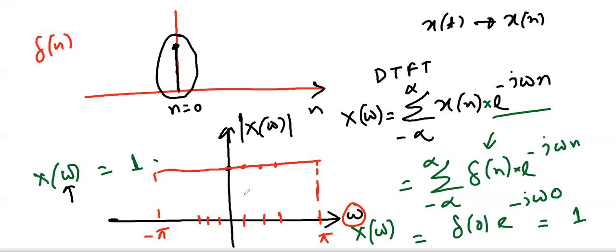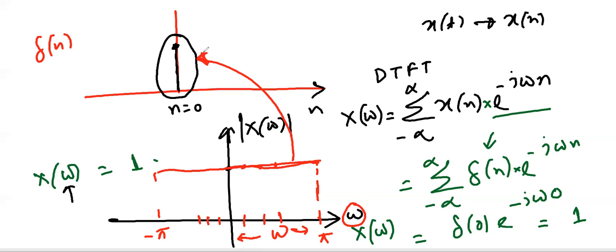You can understand that for any value of omega, the magnitude is 1. What does it mean from the frequency domain to the time domain? Can you relate that? Any of you?